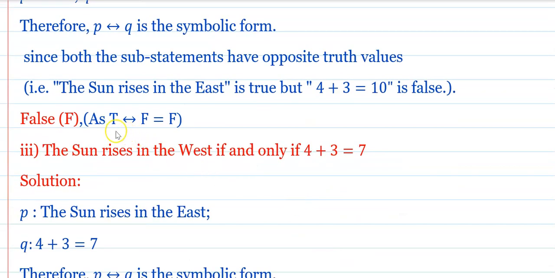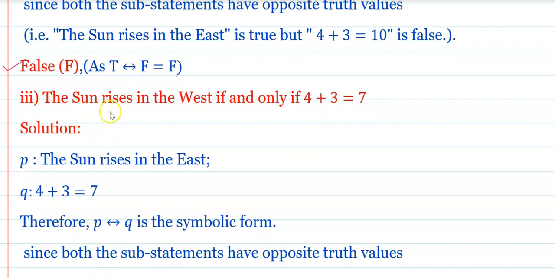It means that T double implication F, both are different, and hence its truth value is F, and therefore the truth value of this given statement is false. Next, the sun rises in the west if and only if 4 plus 3 equals 7.